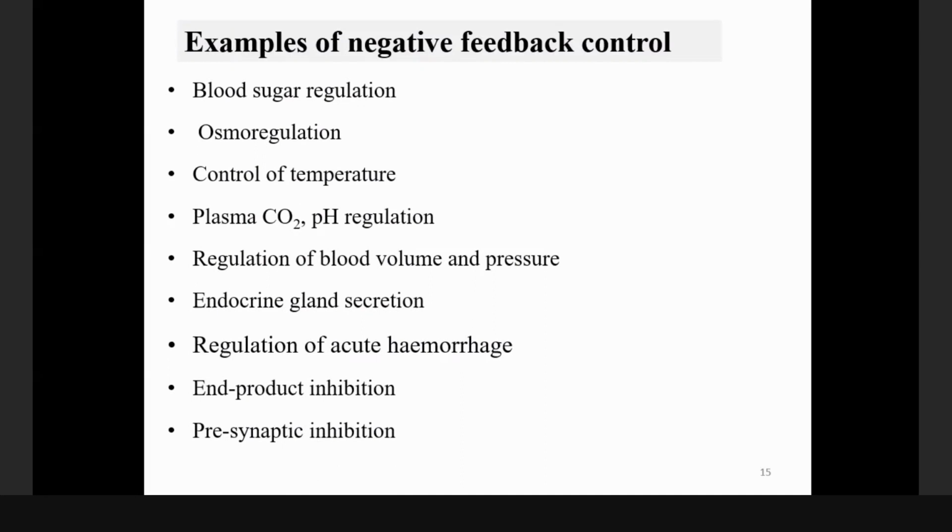So what are the parameters in our body regulated by the negative feedback control system, or examples of negative feedback control system? The first is blood sugar regulation. We'll see that one. At least you should list down the parameters in the body that can be regulated with the negative feedback control system.